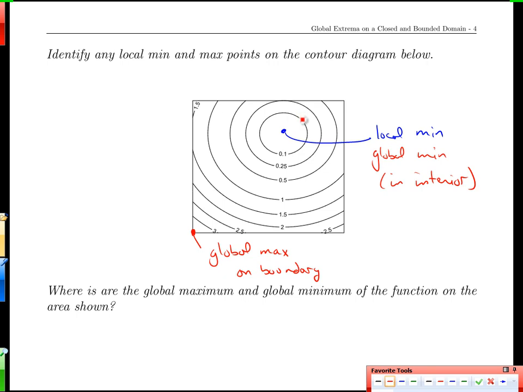And again, we're just guaranteed that on a closed and bounded domain, we're going to have a global minimum somewhere, we're going to have a global maximum somewhere. If it is in the interior, it will be a local min, or the center of one of these sets of nested contours, or it'll appear on the boundary, in which case we'd have to actually figure out which point on the boundary is the absolute highest or absolute lowest. And that's really all there is to identifying global max and min if we have this wonderful thing of a closed and bounded domain.